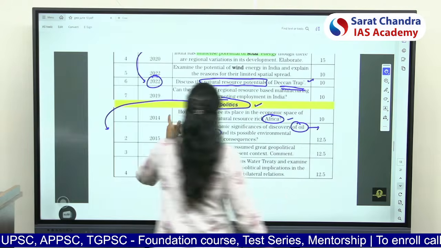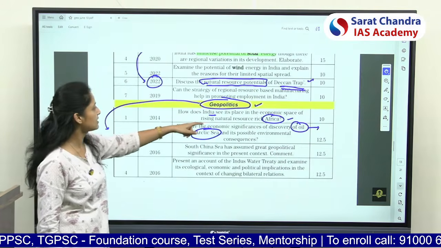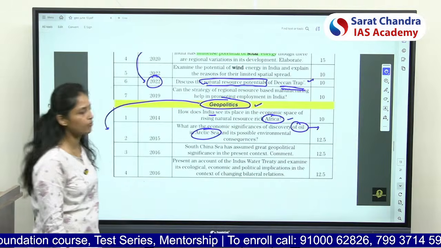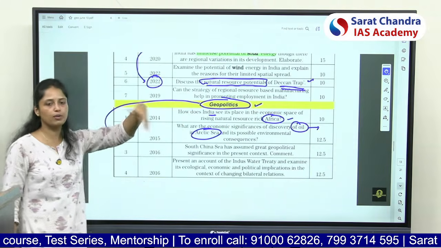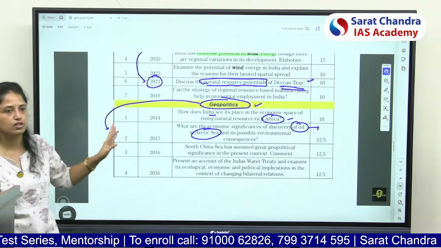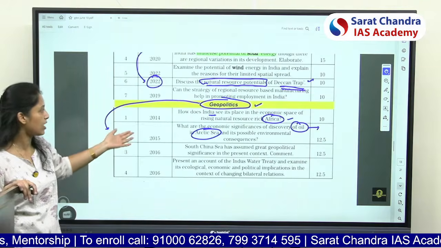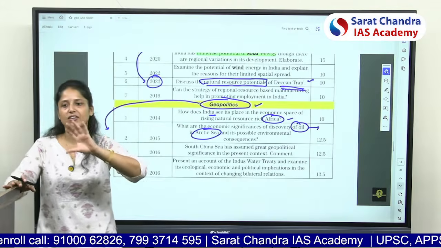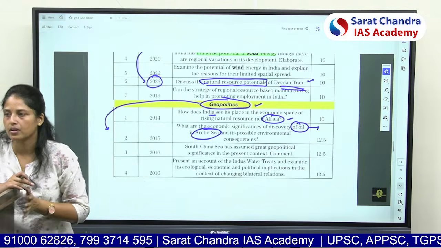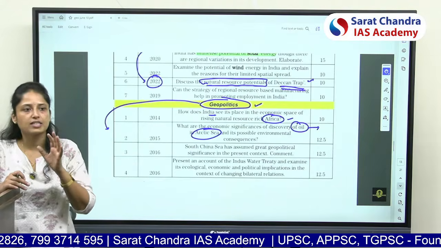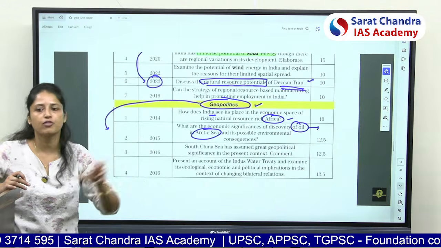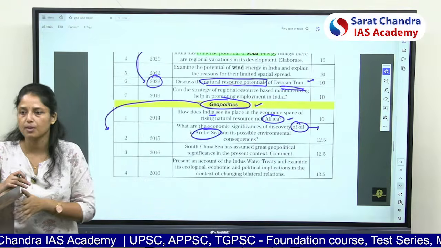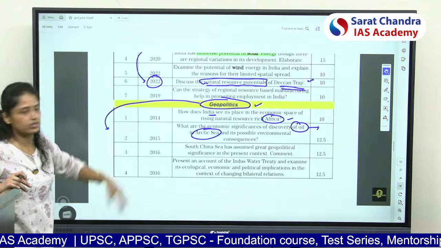Like this question of 2014: how does India see its place in the economic space of rising, natural resource rich Africa? This theme would be a current affairs theme of 2014, but what I am trying to explain is, for answering this question you must have a basic idea of the world map. In that world map you must have a basic idea of the distribution of resources, that near which continent what all resources are present. Then you can answer this question.